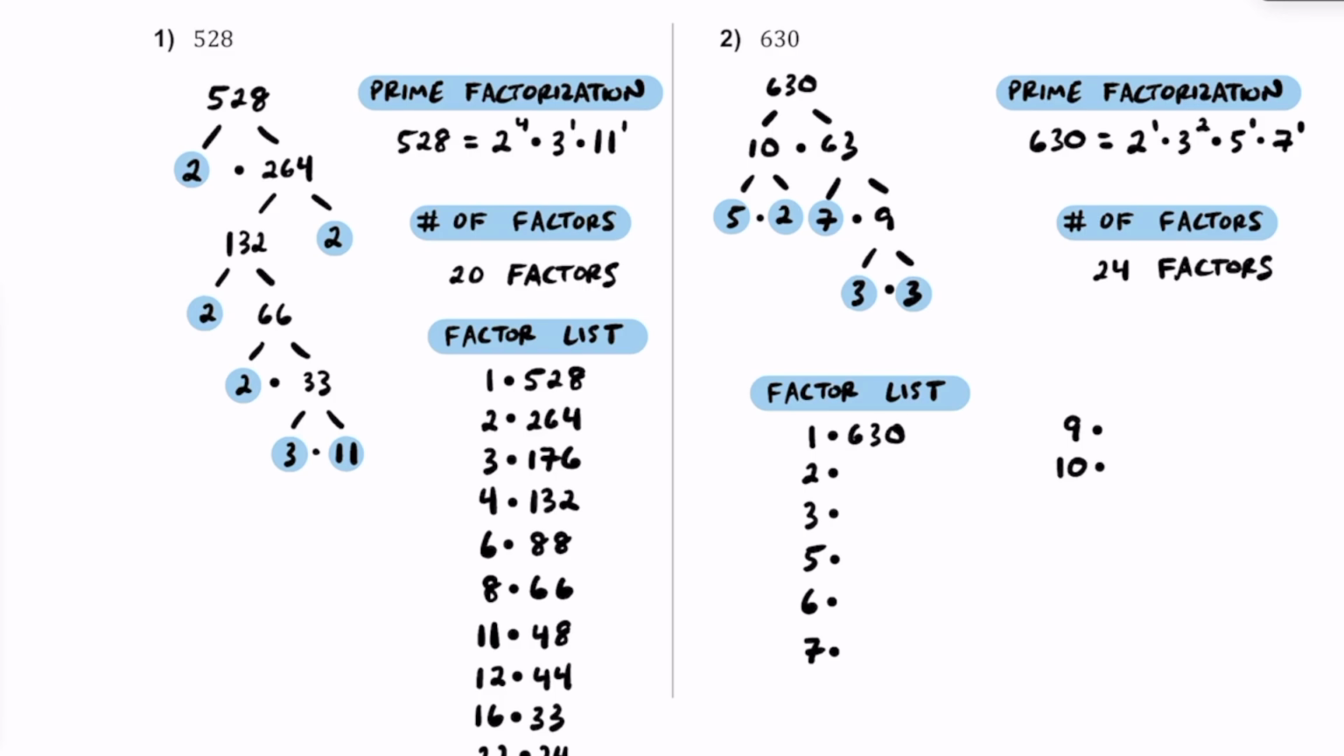11, I don't think we can do 11. 12, I think 12's out. 13's out. 14, 14 is in. We have a 7 and a 2. That makes 14. 15 is also in because we have a 5 and a 3.